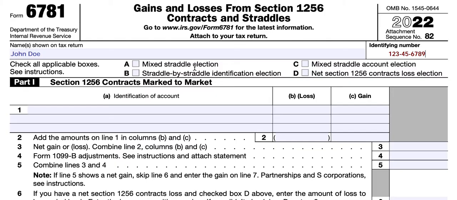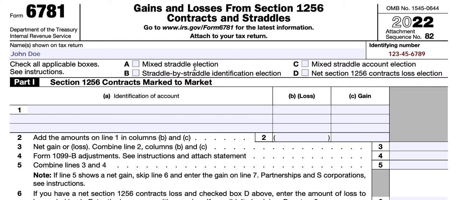In box B, straddle by straddle identification election, you would make this election for mixed straddles under temporary regulations by clearly identifying each position by the earlier of either the close of the business day that the identified mixed straddle is established or the time that the position is disposed of. And no straddle by straddle identification election may be made for a straddle for which a mixed straddle election was made, or if one or more positions are included in a mixed straddle account.